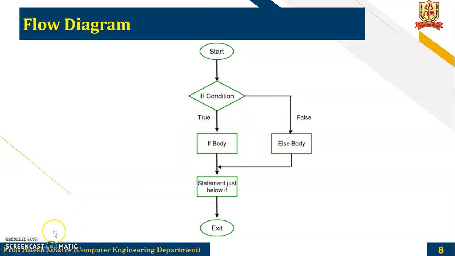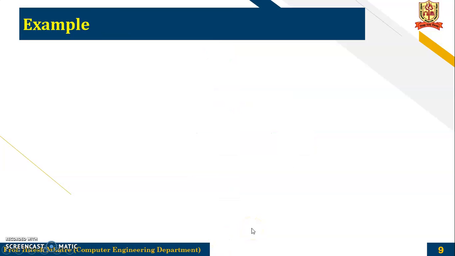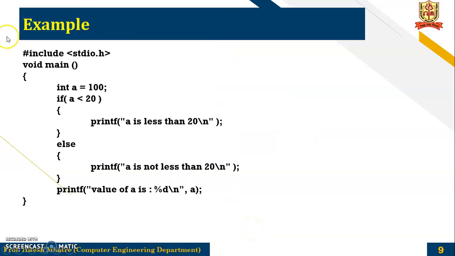If the condition is false, you have another set of statements that will be executed, and after that it will follow the flow of the program, and then exit. We'll see the example. See here, integer a equal to 100. If a is less than 20, then what you will do, print "a is less than 20". Else, means if a is not less than 20, then print "a is not less than 20", and then display the value of a.